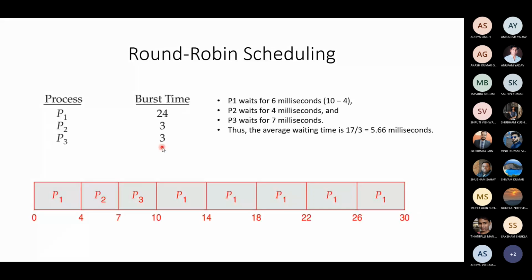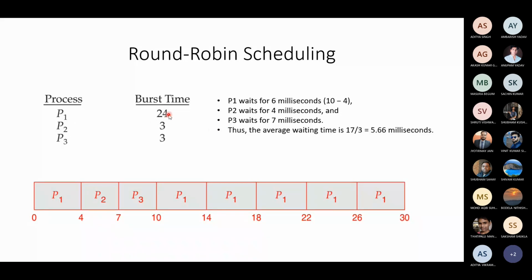here assume that this is the same process set that we took, P1, P2, P3. P1 will take 24 milliseconds of burst time. P2 will take 3 milliseconds. P3 will take 3 milliseconds. Now what we did here is, for each process, we considered a time quantum. We kept the time quantum as 3 seconds.